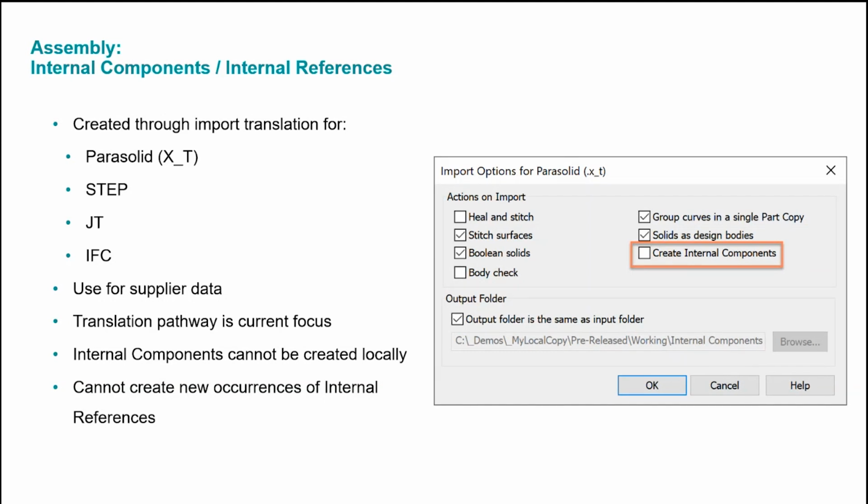Now, just note that internal components cannot be created manually. This is something which can be created only when you have the following file types: Parasolid, STEP, JT, and IFC. You also cannot create additional occurrences of the internal references.